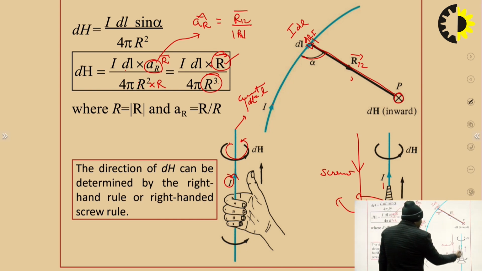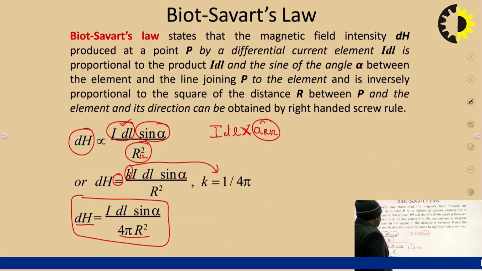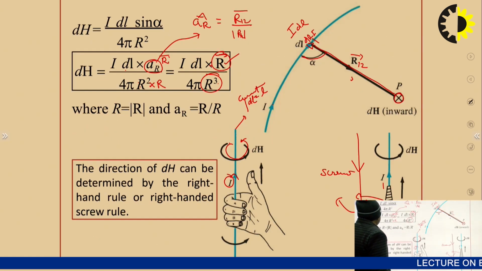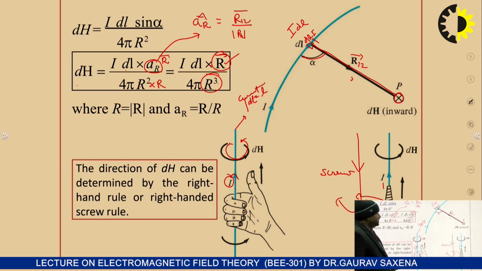But in the case where the current is flowing in that other direction, the differential magnetic field intensity moves in the anti-clockwise direction. So by using this Biot-Savart law, we find out the direction of the differential magnetic field intensity, as well as its magnitude by that particular formula. So this is very important.